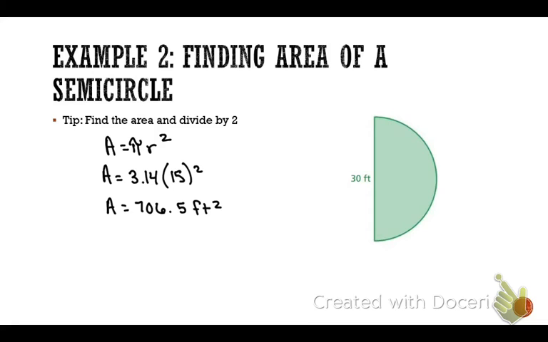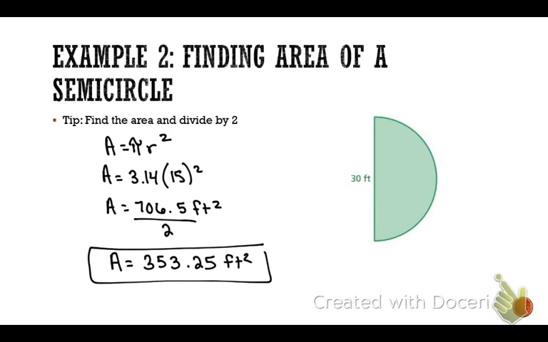Was it an entire circle? No. So what do I need to do? Divide by 2. Okay? So the area of my semicircle is what? What's the area of my semicircle? 353.25 feet squared. All right. So I literally do the exact same thing I just did to find area, but then I just divide by 2 to find my semicircle.